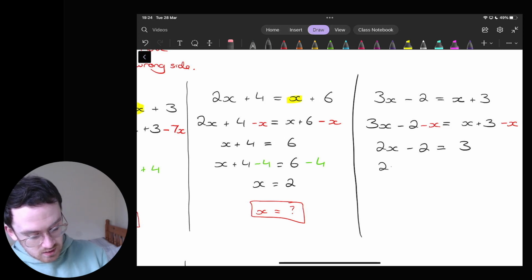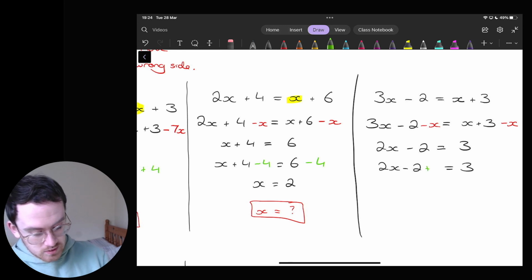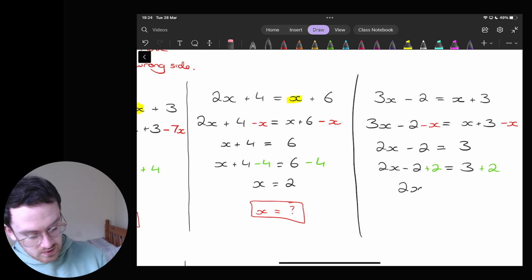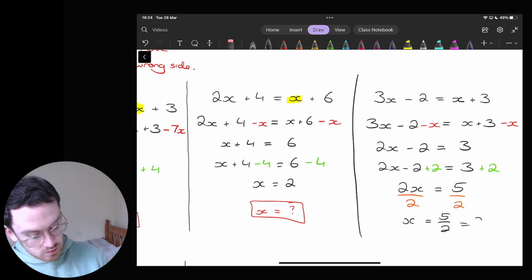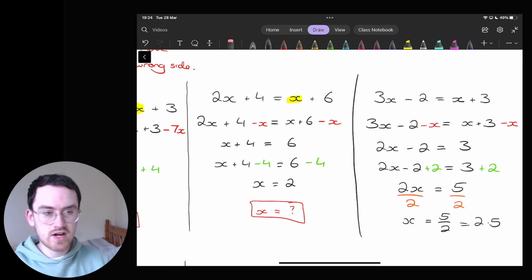So again, the next thing I want to do is get rid of that 2. So we should remember that the opposite of minus 2 would be plus 2. Solving these then from then on the same as the previous ones. And then here I want to divide by 2. And we get that x is equal to 5 over 2, which is the same as 2.5. And that's okay. We're allowed to have a fraction, we're allowed to have a decimal.